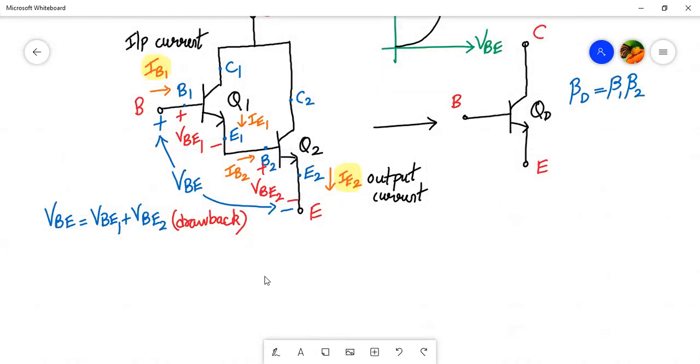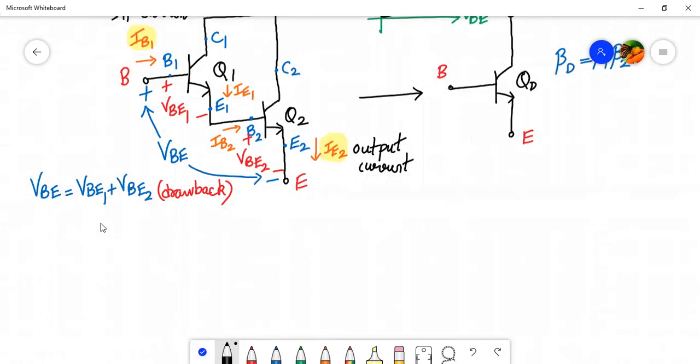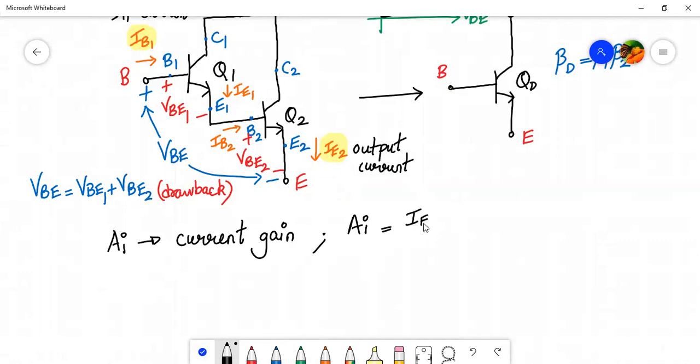Now let's derive the current gain of this configuration. Now what is the current gain of this Darlington pair? Output current upon input current. Your output current is IE2 and input current is IB1. So let us write it down over here. AI, which is the current gain of the Darlington pair. Okay, so what is this AI given by? AI will be given by output current, that is IE2, divided by input current, which is IB1.